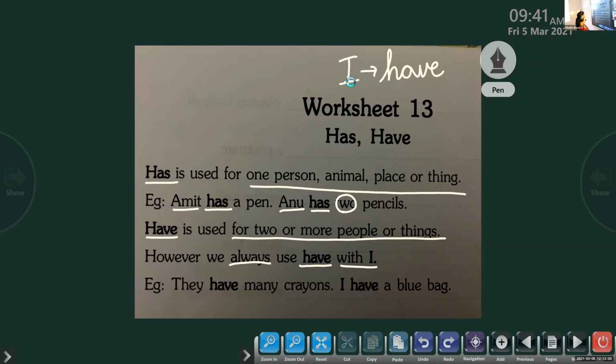Very good. See, they have many crayons. They means it can be any number greater than 2, right? They have many crayons. But in case of I also, we must use the word have. I is only one person, right? Still, we have to use the word have. I have a blue bag. That is one change to this rule. You have to accept it and keep it in mind. Right? Okay. Very good.